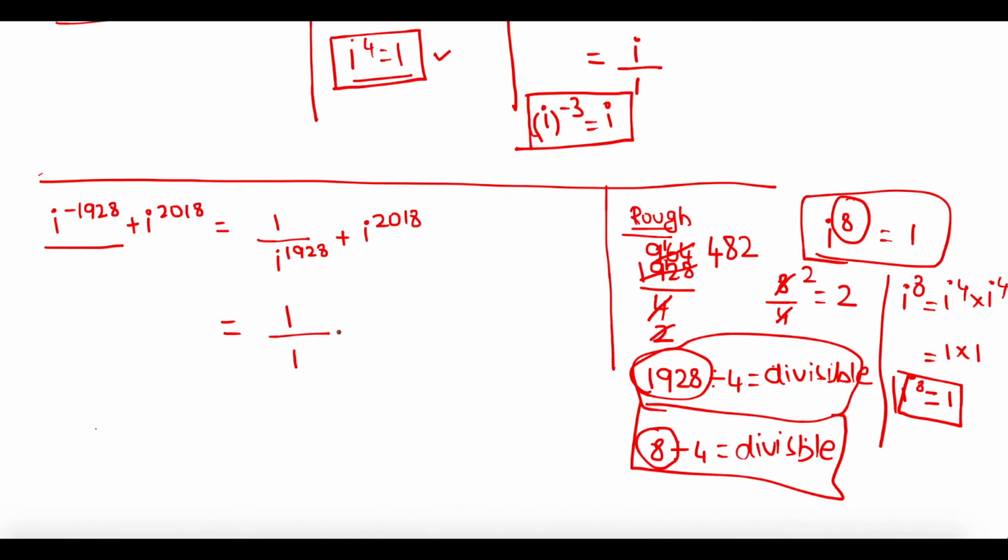I'm repeating the rule. If you are able to divide any power by 4, and if it is divisible completely without any remainder, then we can write it as 1. Now let us take another one. So I'm going to have another rough column here. This is also another rough column. So we need to find i to the power 2018. Now once again, what is the rule? We have to divide 2018 by 4.